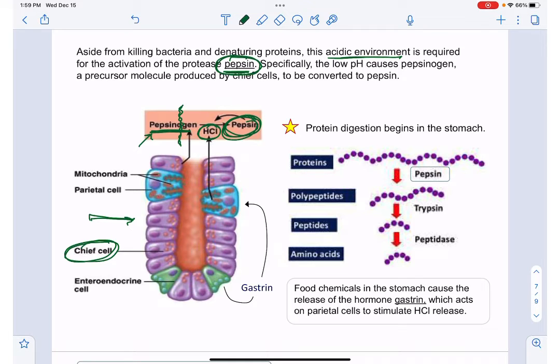And that's what's being shown over here. We have this denatured protein, which is a string of amino acids. Each of these is an individual amino acid. And pepsin is the first enzyme that's going to come along and start breaking that into smaller components. It's not going to break off individual amino acids, but it's going to start breaking chemical bonds along the way and taking this long polypeptide molecule and making it into a smaller peptide molecule.